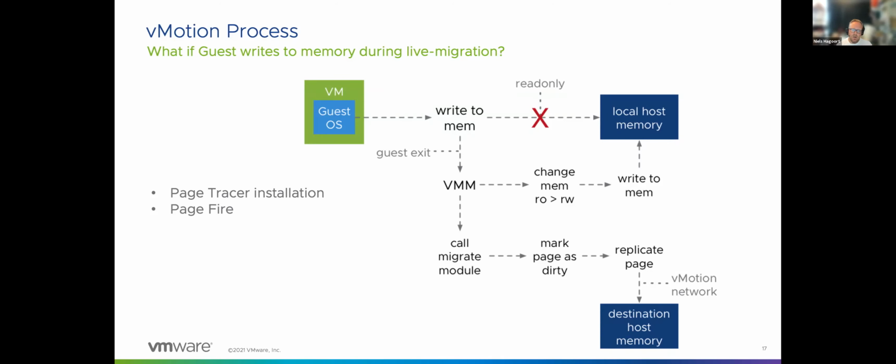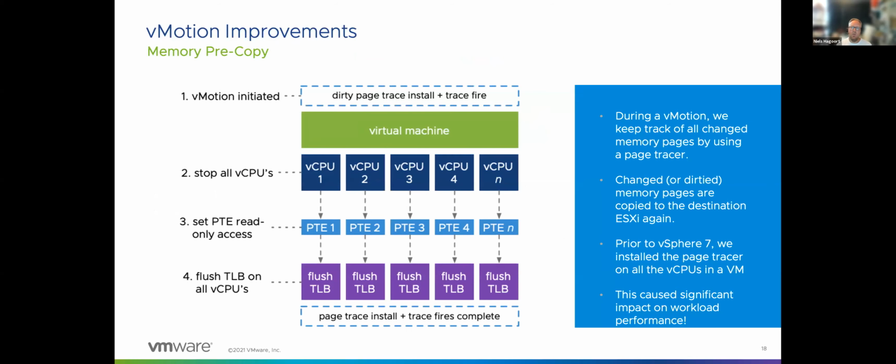And to understand what page fires are happening, we need to install a page tracer. Now, what we have done with vSphere 6, all the way to 6.7 update 3, and even versions before that, by the way, what happened is that we needed to stop all the vCPUs of that specific virtual machine to install that page tracer.